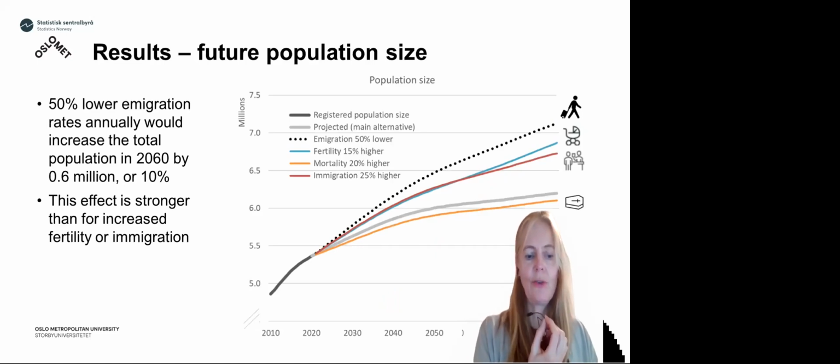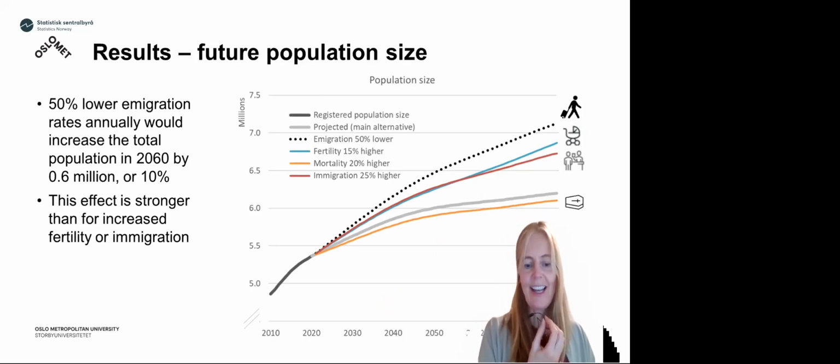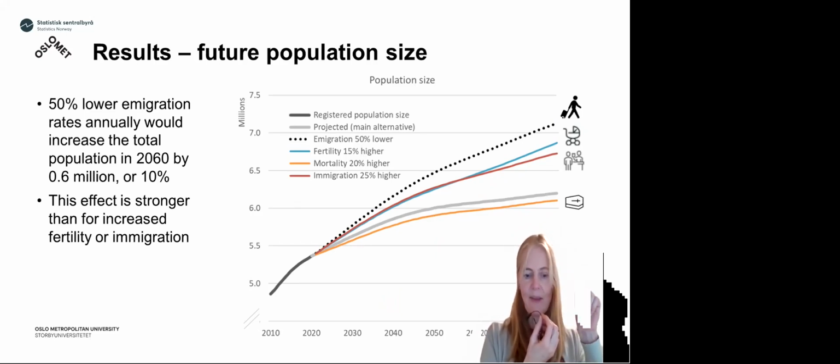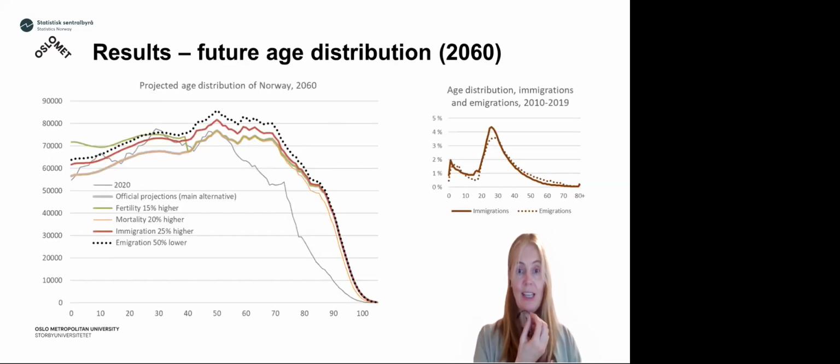This slide shows which effect the different scenarios, the same as we had in the previous slide, would have on population size. And as you see, the dotted line, which shows the effect of reduced emigration, has the highest population growth. Actually, it would increase the total population in 2060 by 10% more than in the official predictions. So while all these different scenarios have the same effect on old age dependency ratio around 2060, the effect on population size is quite different. And the same is seen if we look at the projected age distribution, as you see here.